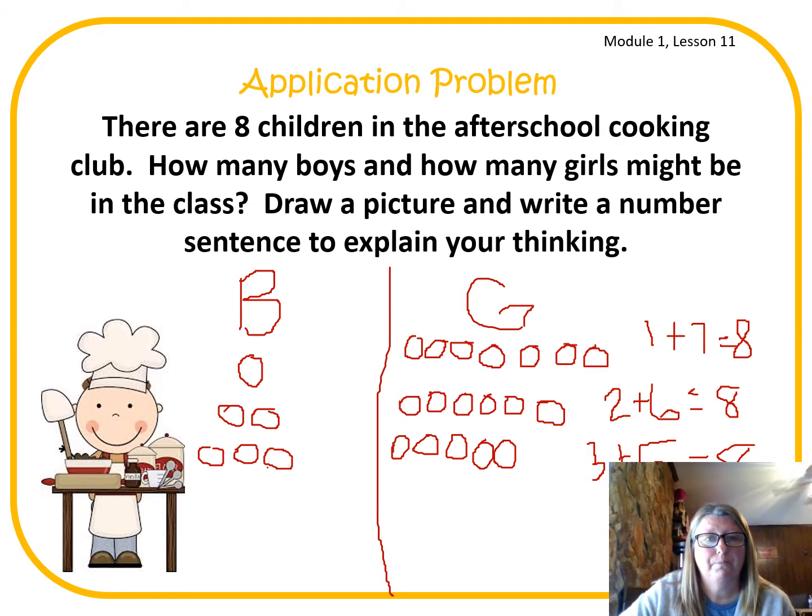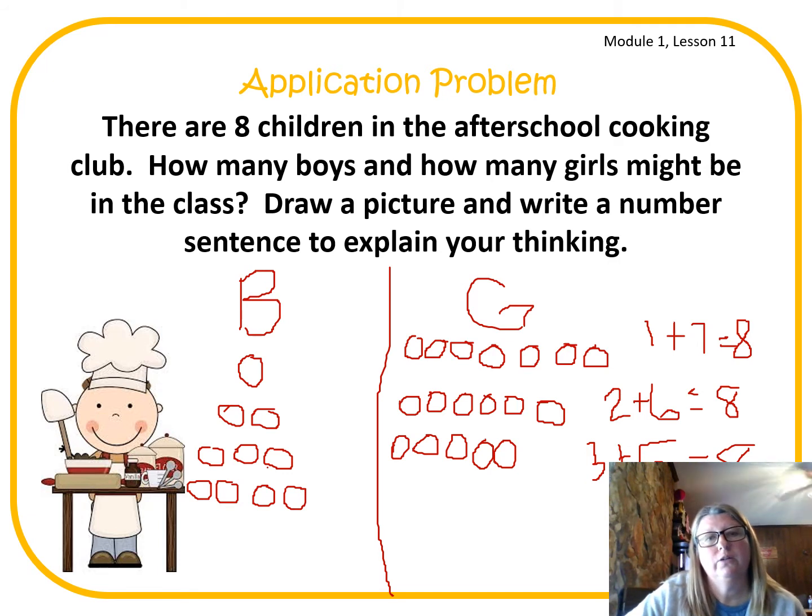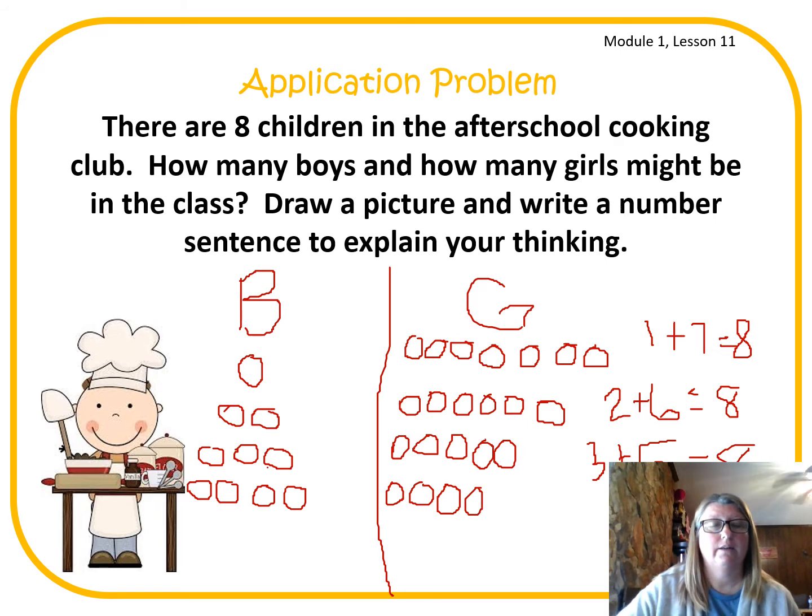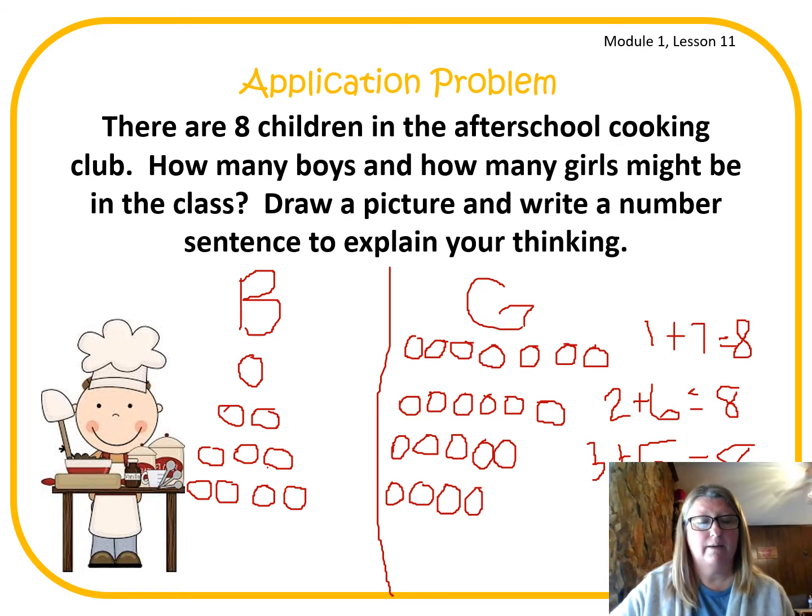All right, so let's imagine there are 4 boys in the class. All right, so let's see how many girls there would be. So 4, 5, 6, 7, 8. So if there are 4 boys in the class, how many girls are there? There's 1, 2, 3, 4. So my number sentence would be 4 plus 4 equals 8.